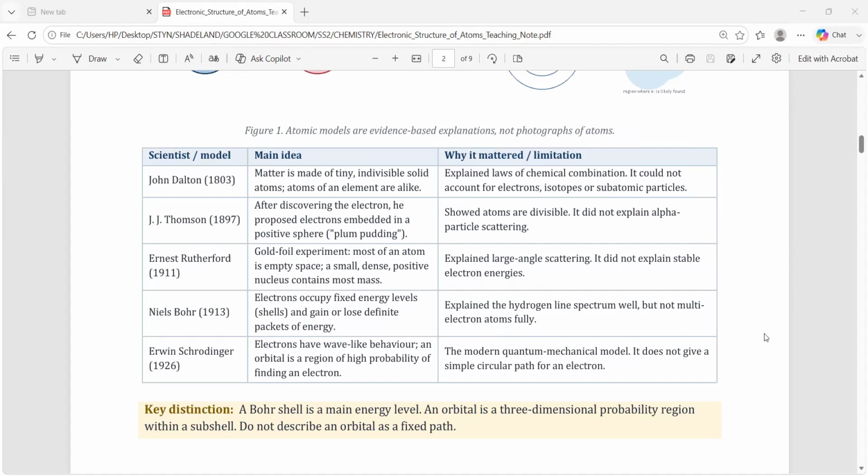Very good. His proposal did not explain stable electron energies. You understand? The energy of an electron within an atom is somewhat stable. So if the electron keeps moving the way he was proposing, moving up and down, you know that the energy of the electron close to the nucleus and its energy far from the nucleus will not be the same. So his proposal did not explain that.